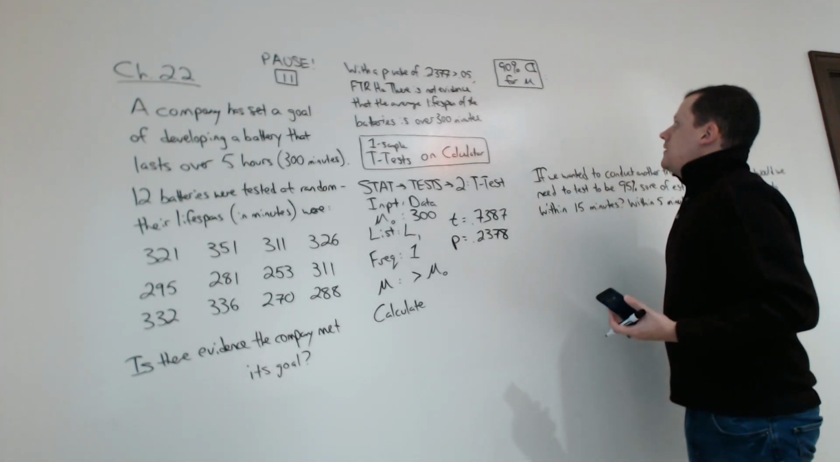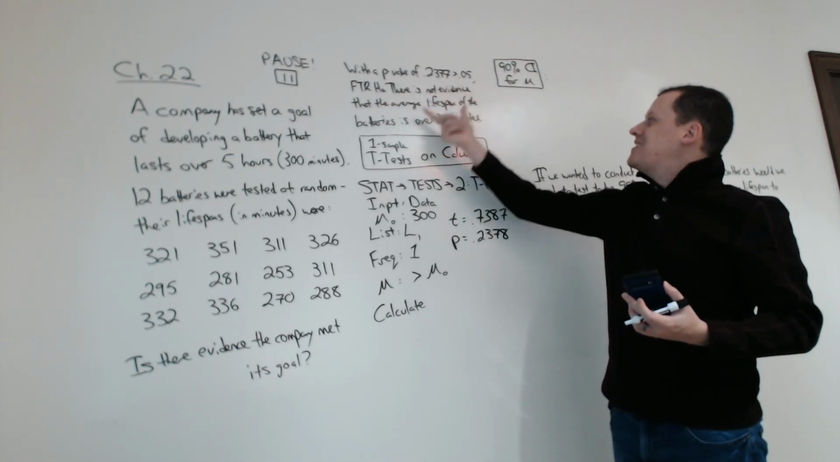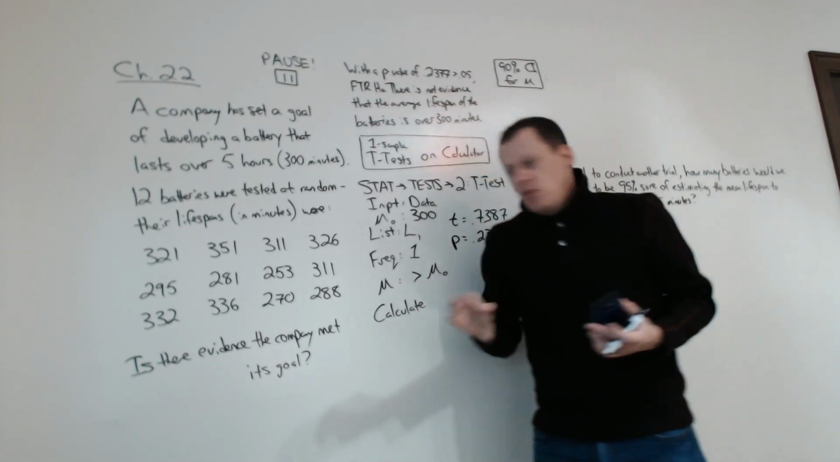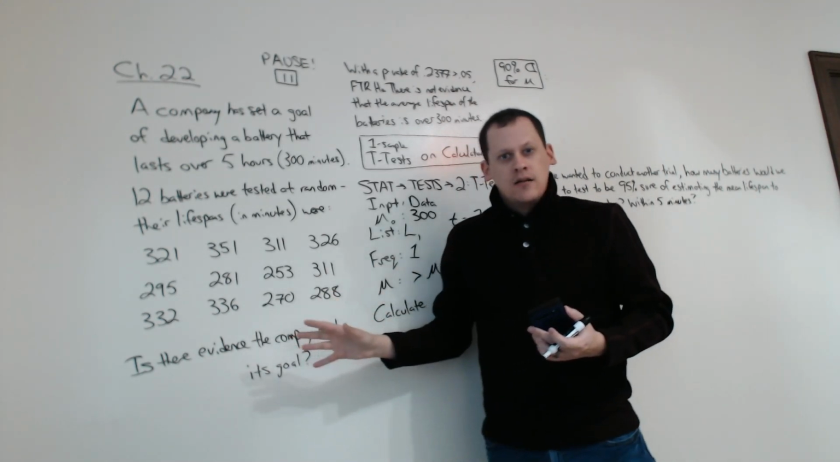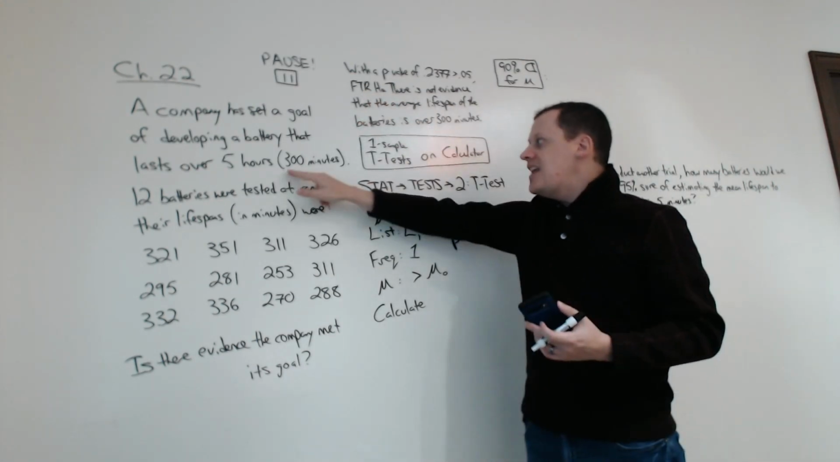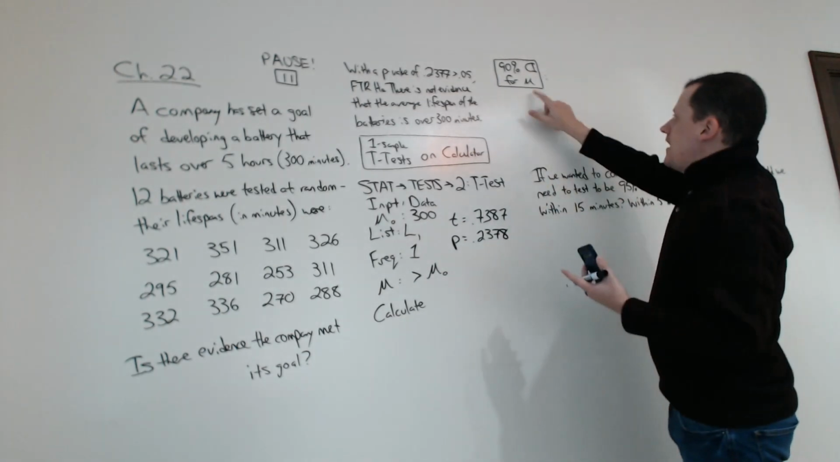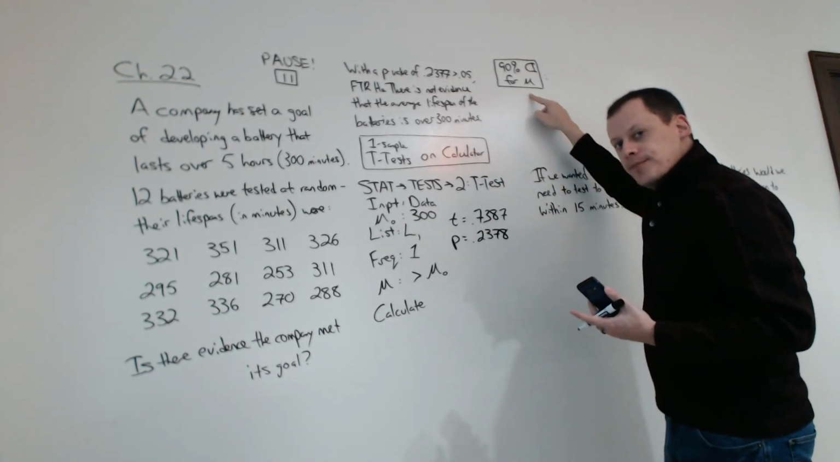All right, so we failed to reject the null hypothesis. We said there's not evidence that the average lifespan is over 300 minutes. But the sample mean was over 300. It was like 305 or something like that. So why is it that we're failing to reject the null hypothesis if the sample mean is what we want, greater than 300? We might see that a little more clearly by calculating a confidence interval.